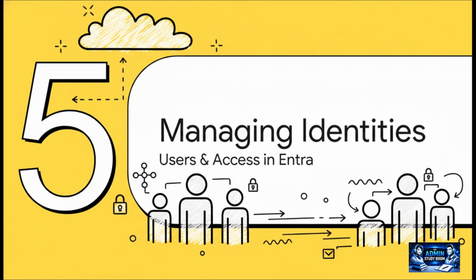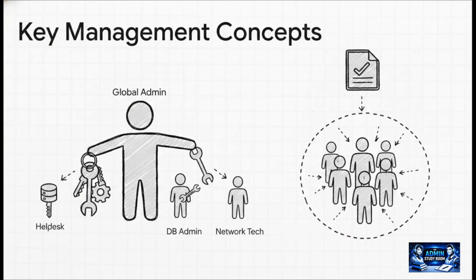Fantastic. Now it's time to talk about the people, how we actually manage the user identities that are going to live there. The big idea here, the golden rule, is least privilege. And we enforce that using role-based access control, or RBAC.